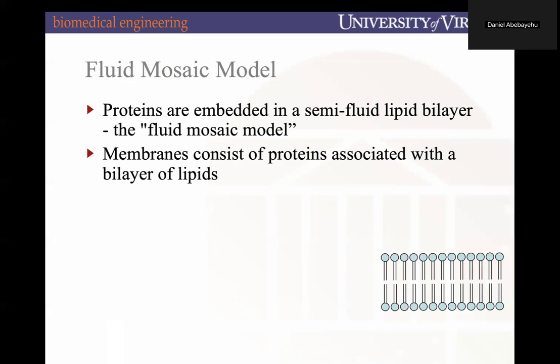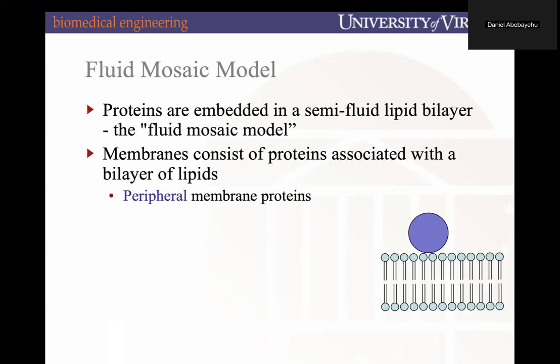So we have our proteins that are present within the cell membrane. They're embedded in this semi-fluid lipid bilayer. So the lipid bilayer is the fluid part of the fluid mosaic model. And these proteins that are sprinkled throughout the cell membrane are the mosaic part of this fluid mosaic model. And so what this looks like is that we have peripheral membrane proteins. There are proteins that sit on top of the lipid bilayer.